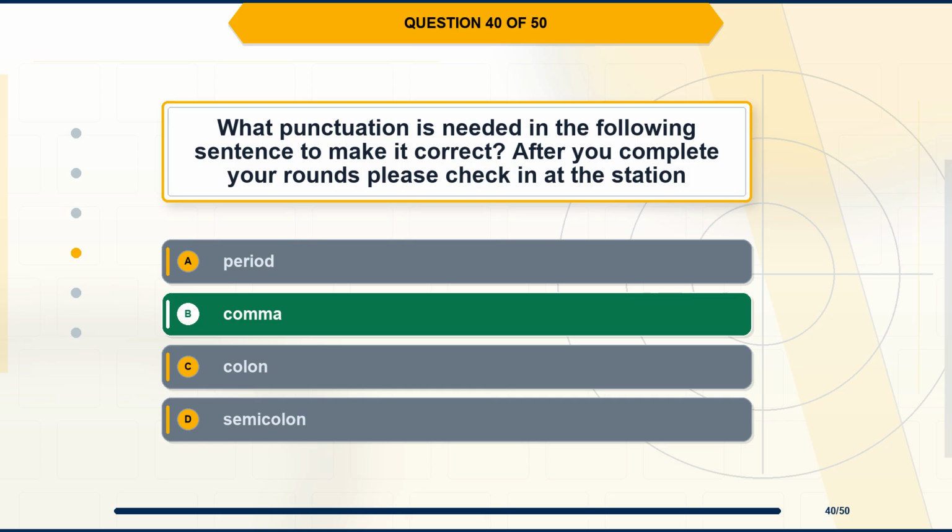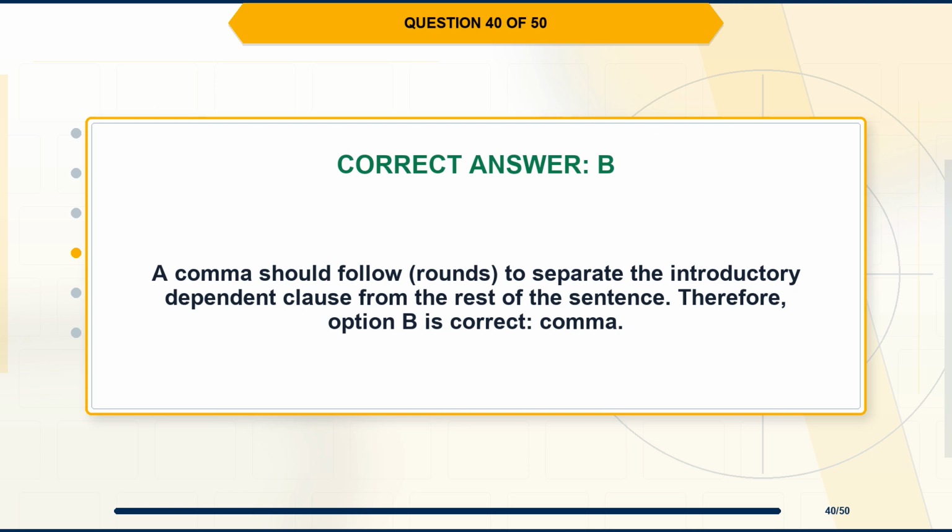The correct answer is option B, comma. Explanation. A comma should follow rounds to separate the introductory dependent clause from the rest of the sentence. Therefore, option B is correct, comma.